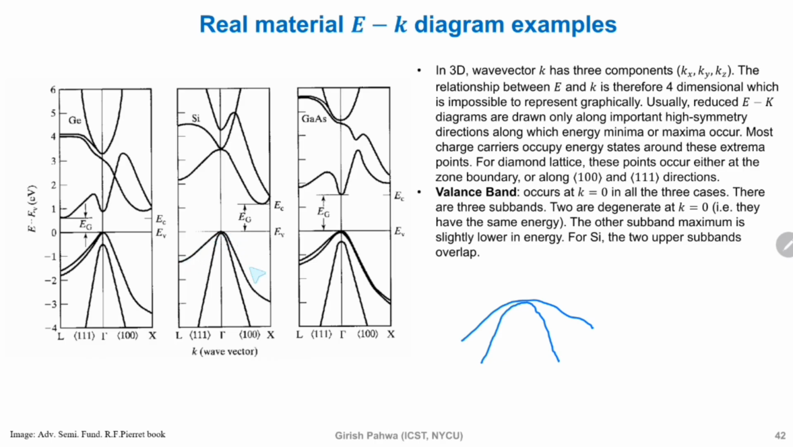That's why this band is basically called a sub band, because you have two bands with the same energy. So this sub band will have a higher effective mass. It's called the heavy hole band. Similarly, this one, which has a lower effective mass because it has a higher curvature, is called the light hole band.